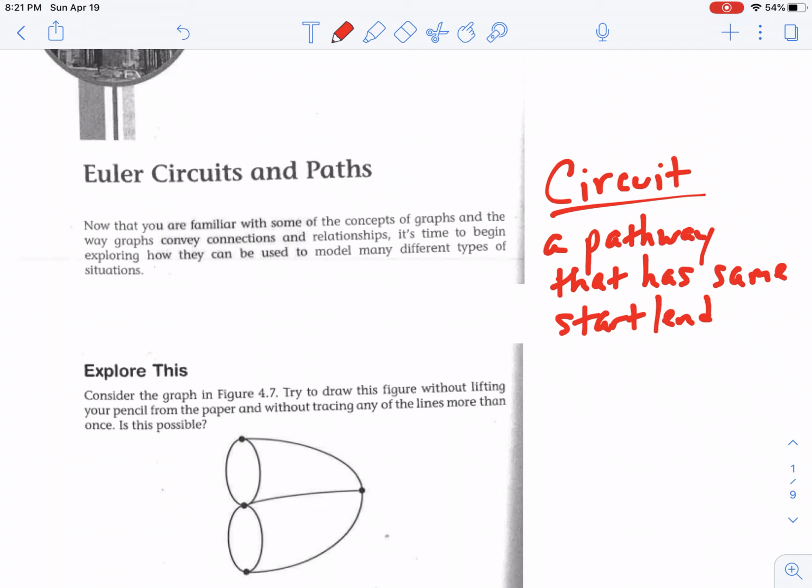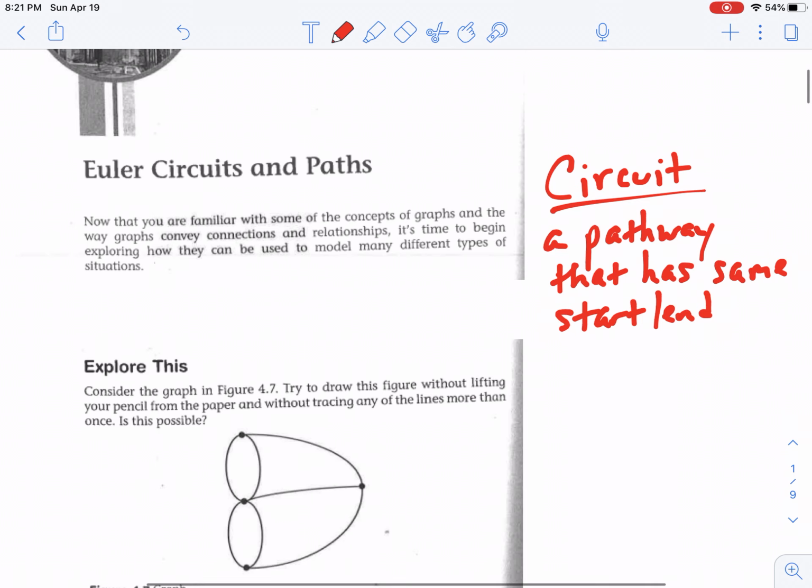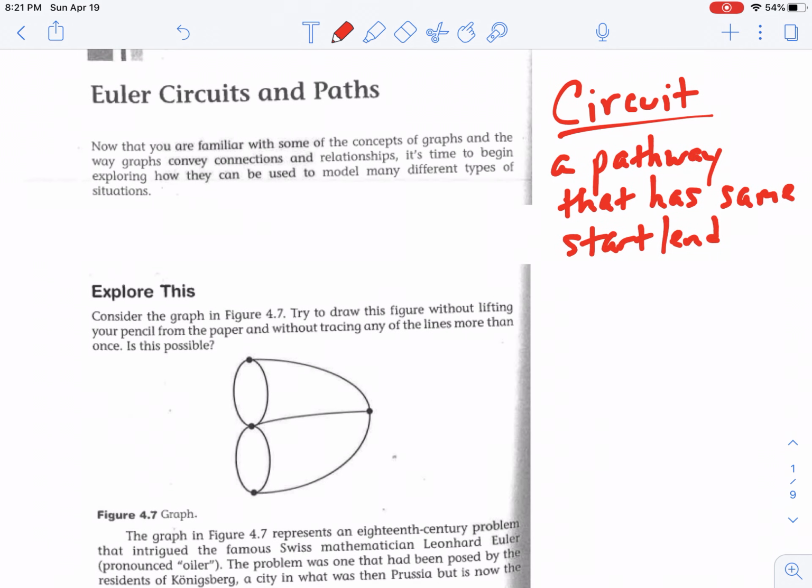Not only that, but it only passes through each point one time as well. So you don't repeat any points. You don't repeat any paths. You basically just go through the entire map or diagram. You start at one spot, you go through the entire thing, and you end at that same exact spot. That's a circuit.